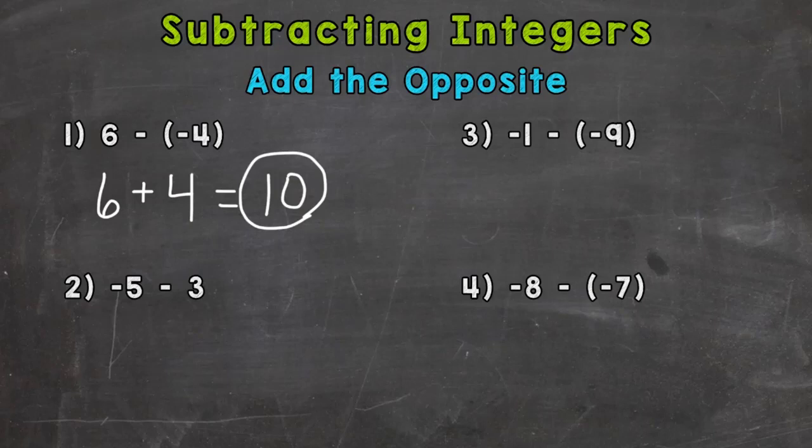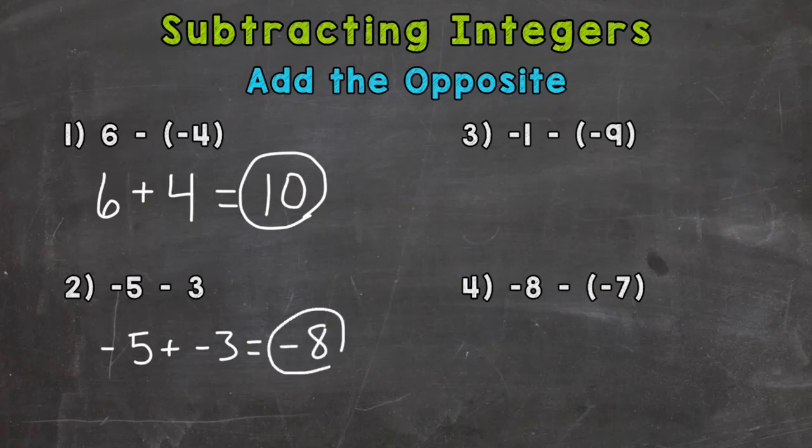Negative 5 minus 3 is our second example, and 3 is our subtrahend. Now, let's add the minuend to the opposite of the subtrahend, which is negative 3. That will give us the sum of negative 8.